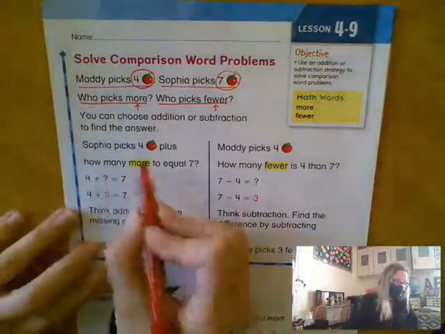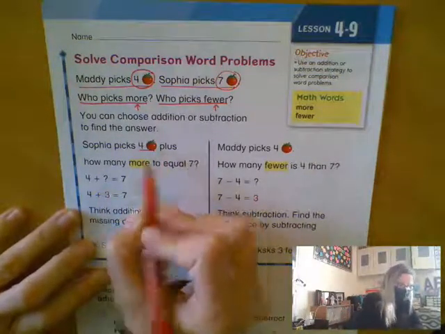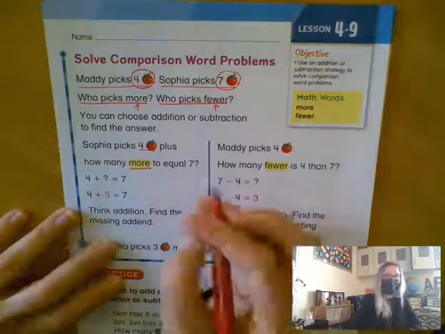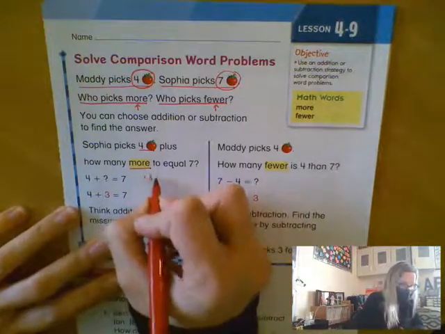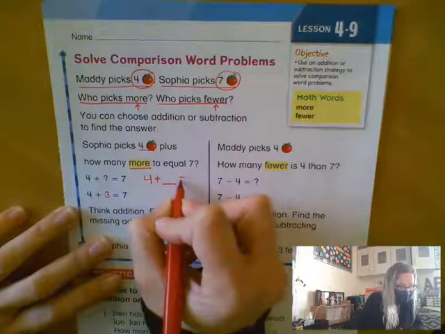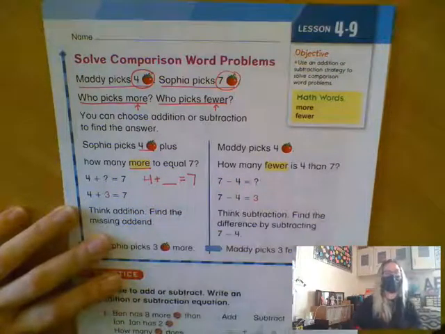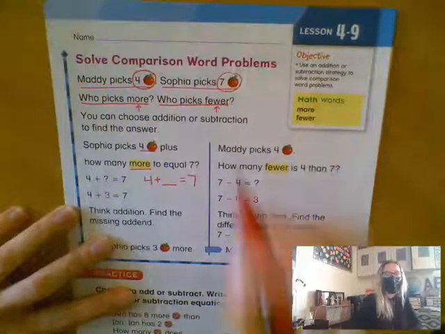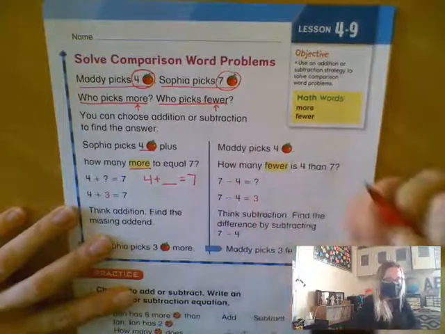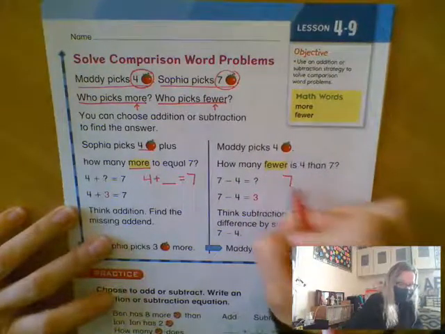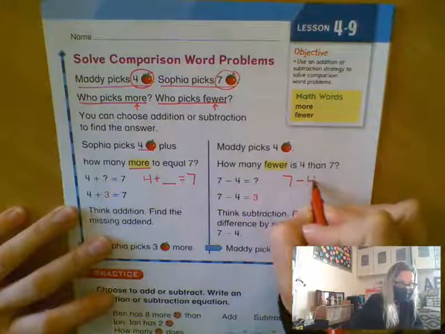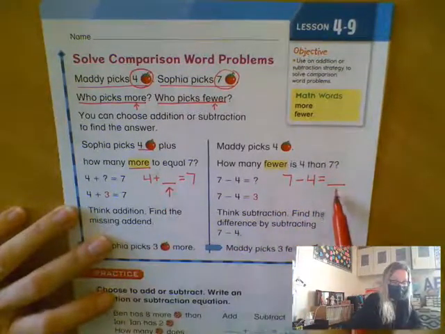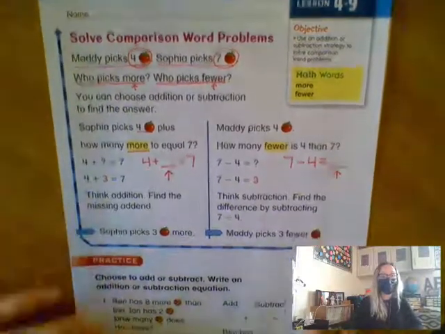So it says Sophia picks 4 plus how many more to equal 7? So Sophia has her 4 tomatoes plus some number we don't know to get us to the 7 that Sophia has. Maddie picks 4. How many fewer is that? Well, we could take Sophia's 7, take away 4, and the difference would be this answer. Both of these numbers will be the same number.